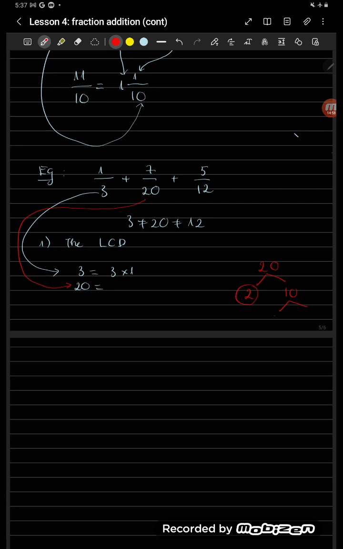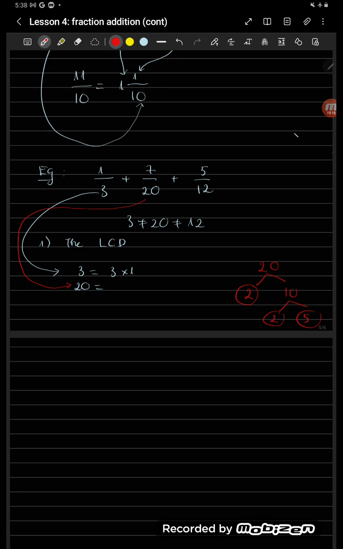So we check with 2. Yeah, it's okay, it's good. So 10 can be written as a product of 2 and 5. Okay, so after you break down, 10 becomes a product of 2 and 5. So 2 is a prime number and 5 is a prime number.